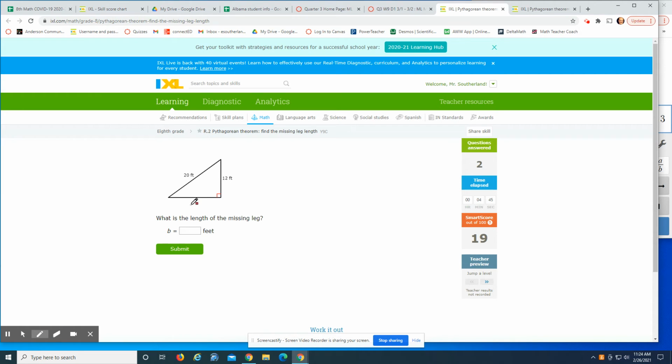Same thing here. This one's labeled B. That means that this one has to be A. And then always the one across from the right angle is C. So then I plug that in. A squared plus B squared is equal to C squared. According to what I wrote, A is 12. So I would do 12 squared plus B squared, because I don't know what it is, equal to 20 squared.